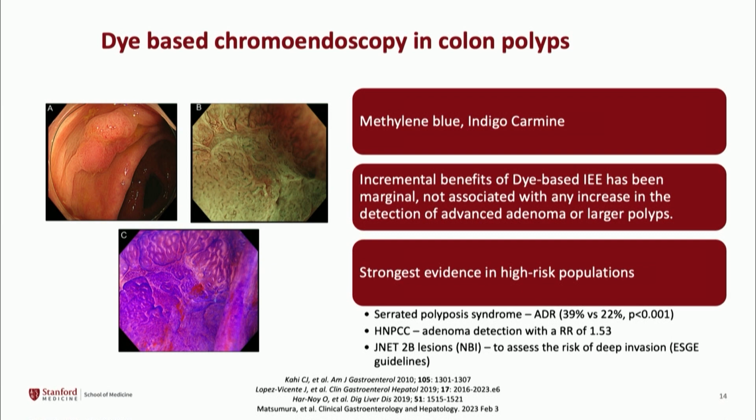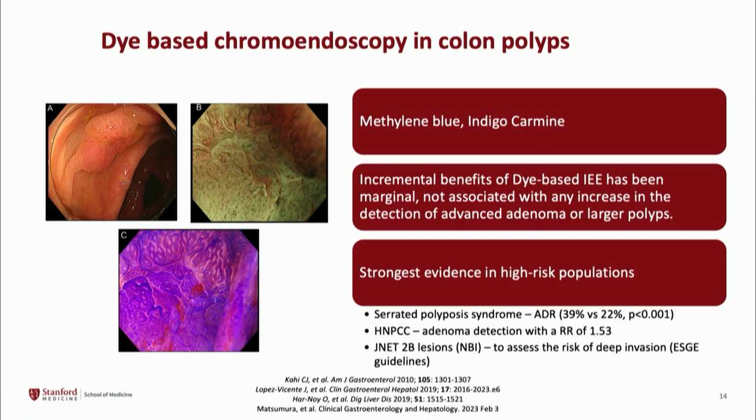Coming to dye-based chromoendoscopy in colon polyps. When you're looking at colon polyps with image-enhanced endoscopy, you look at both polyp detection as well as polyp characterization. For polyp detection, there are a lot of studies which have looked at both NBI as well as dye-based chromoendoscopy, and the most common dyes used are methylene blue and indigo carmine. They haven't found significant benefit when compared with just high-definition endoscopy. There were some incremental benefits noted with dye-based endoscopy, but they are basically offset by the fact that it takes longer to complete these colonoscopies.